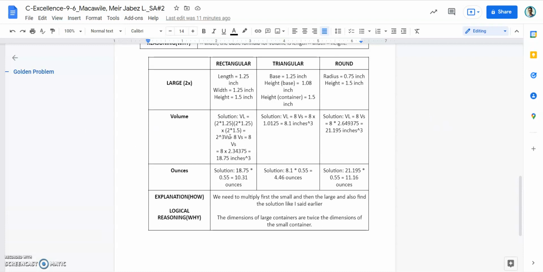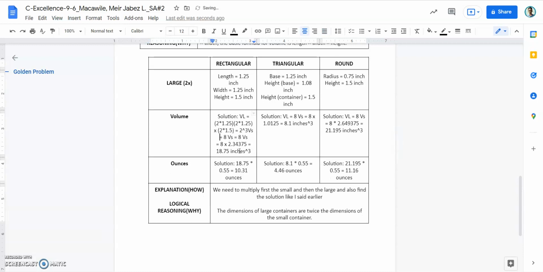Now the volume of the rectangular large is equal to 2 times 1.25, 2 times 1.25, 2 times 1.5, which is 2 cubed. Volume large is equal to 8 times volume small, which is 8 times 2.34, equal to 18.75 inches cubed. Now let's find the solution: 18.75 times 0.55 will become 10.31 ounces.